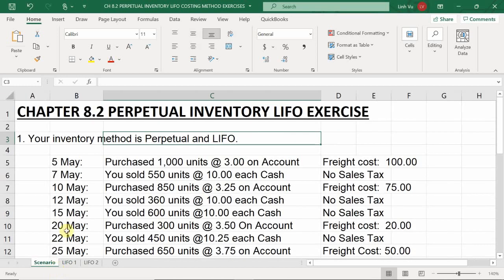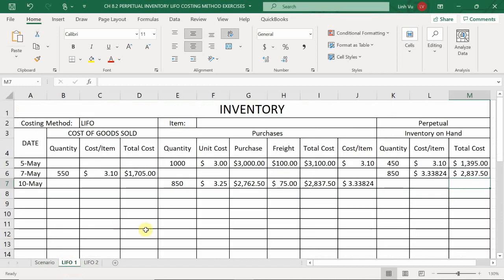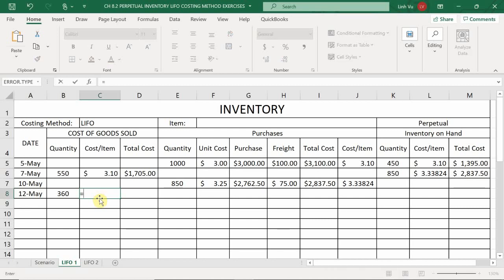So then, right? The perfect example here on May 12th, we end up selling 360 units. So May 12th, we end up selling 360 units. May 12th. 360. Now in this case, right, let's take a look at the batches of inventory. Which batch of inventory am I going to take out from this time? From the 850, right? So in this case, what's my cost per item here?